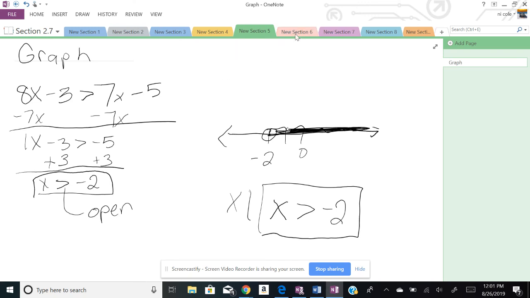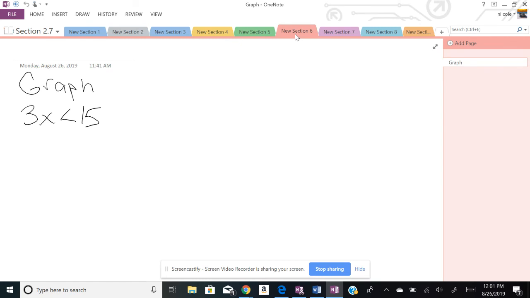Okay, here's our next example. Just like we've done on anything else, I don't like that 3 in front of the x. That 3 in front of the x is attached by multiplication, so the opposite of that is division. I'm going to divide by 3 and divide by 3, leaving me x is less than 5.